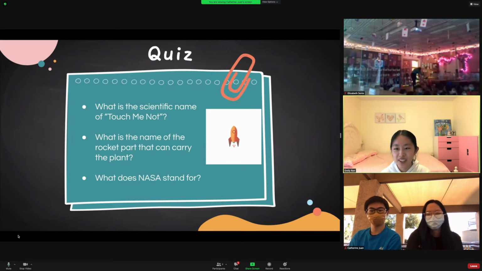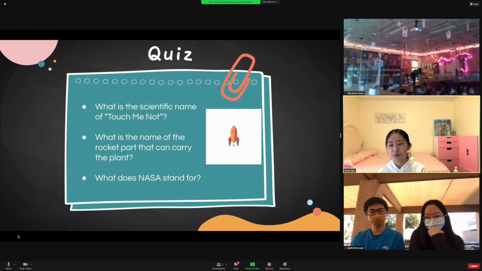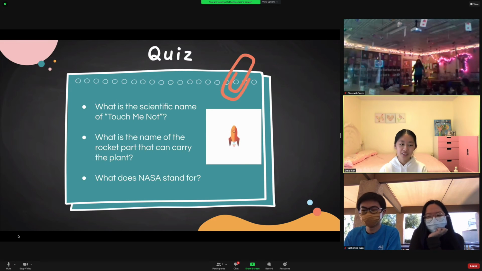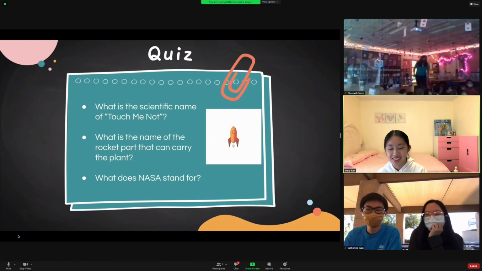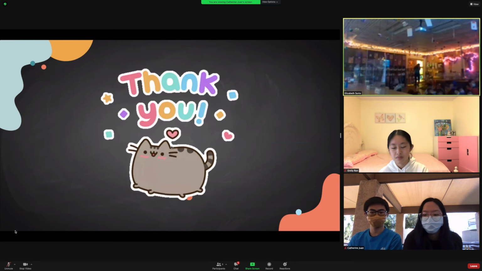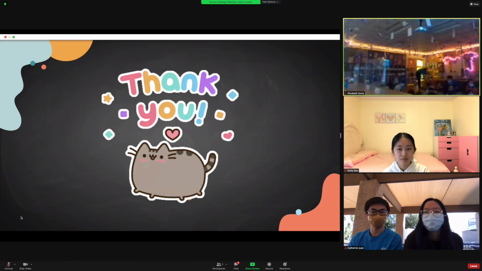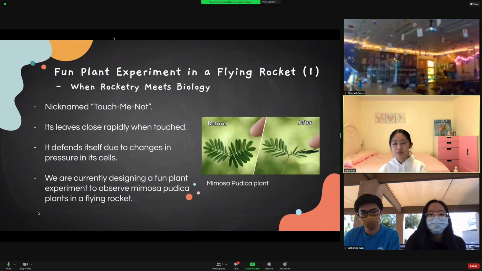Okay guys, so here's a quick quiz. What's the scientific name of the plant Touch Me Not? Does anyone know? So the answer is Mimosa pudica plant.